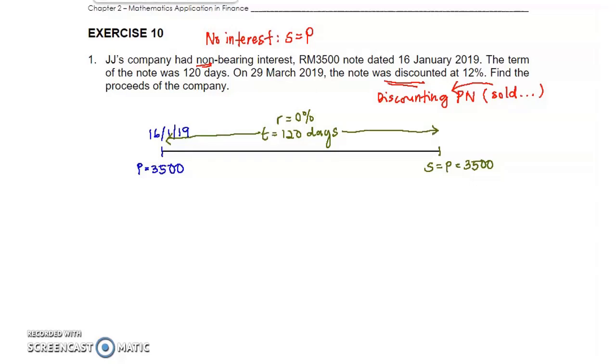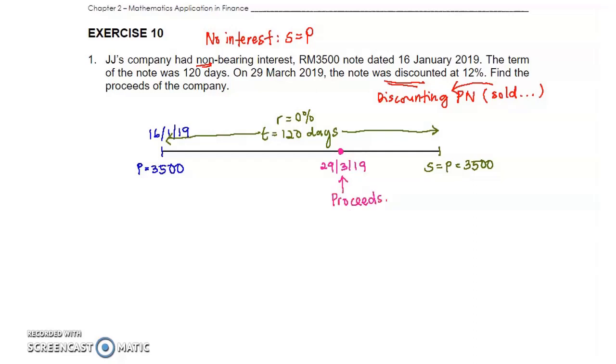On 29 March 2019, the note was discounted. Again, when we want to sell or discount the note, it must be before the maturity date, somewhere around here. Let's say I put it somewhere around here. This is where you discount the note, so the date will be the discounted date, 29 March 2019. The value that you receive here, we call proceeds.